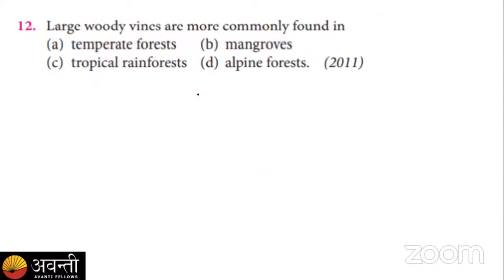Next question, question number 12, is saying the large woody vines are more commonly found in A, the temperate forest, B, mangroves, C, tropical rainforest, and D, alpine forest. Okay, where are the large woody vines most commonly found? You have to give your answer in this poll. The poll will last for 20 seconds.